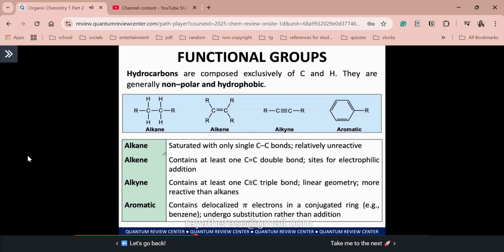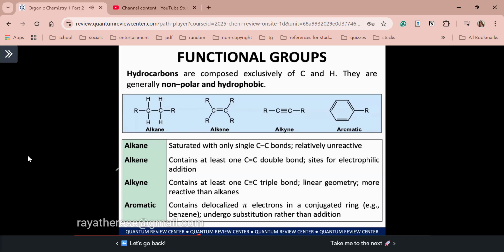Okay? Thirdly, for alkyne, the distinct feature is the triple bond. Remember, alkane, single bond; alkene, double; and for alkyne, triple. So as you can see here, class, the molecular geometry is linear. And comparably, in terms of reactivity, it's more reactive than alkanes, but less reactive compared to your alkene. Class, we will discuss the several reactions of your alkyne that are important for the preparation for your board exam.